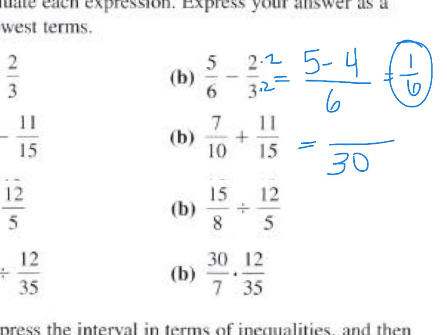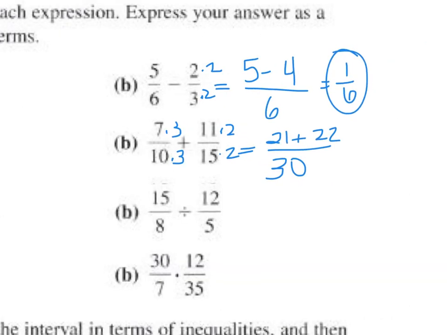So if I change this to 30ths, what do I have? 10 times what on the bottom gives me 30. So then I multiply the top and I get 21. Agreed? So over here I have 15 times 2 gives me 30. So what I do to the bottom I do to the top. So 11 times 2 is 22. So when I add 21 and 22, 43 over 30.